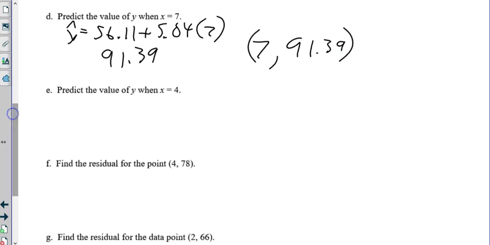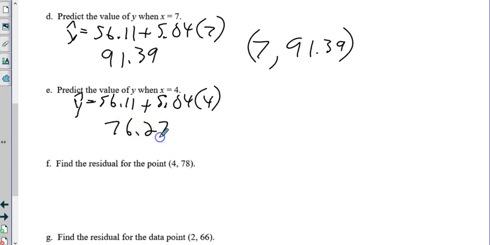We're just going to do the same thing here. Predict y when x is 4, so y hat equals 56.11 plus 5.04 times x of 4. Multiply and add, and you get 76.27. Now what does that mean? That means the point is 4, comma, 76.27. Now what does it mean in this study? That means 4 hours of studying, you should get about 76%. But if you study 7 hours, you get 91%. That's what it means. X is studying, Y is scores.